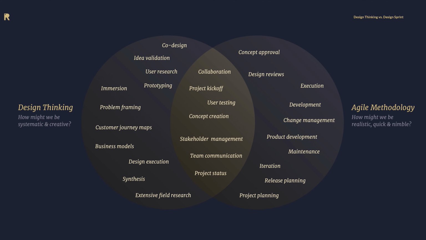Now that we've covered that, I'm going to get into design sprints. So where does design sprint fall? It's a much more compact, condensed process that combines all of this together. If we look at this area right here, we've got things like co-design and idea validation. These are elements of design thinking that are taken into design sprint. User research, prototyping, collaboration, project kickoff, user testing. And there are elements of Agile that belong to Agile and design sprint, but not necessarily design thinking, and we would argue that's concept approval and design reviews.